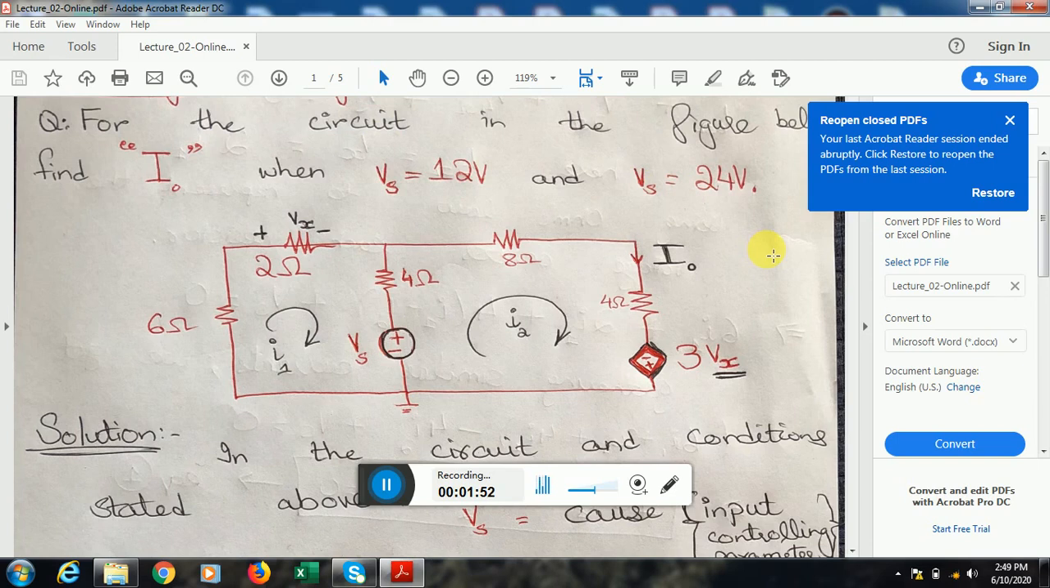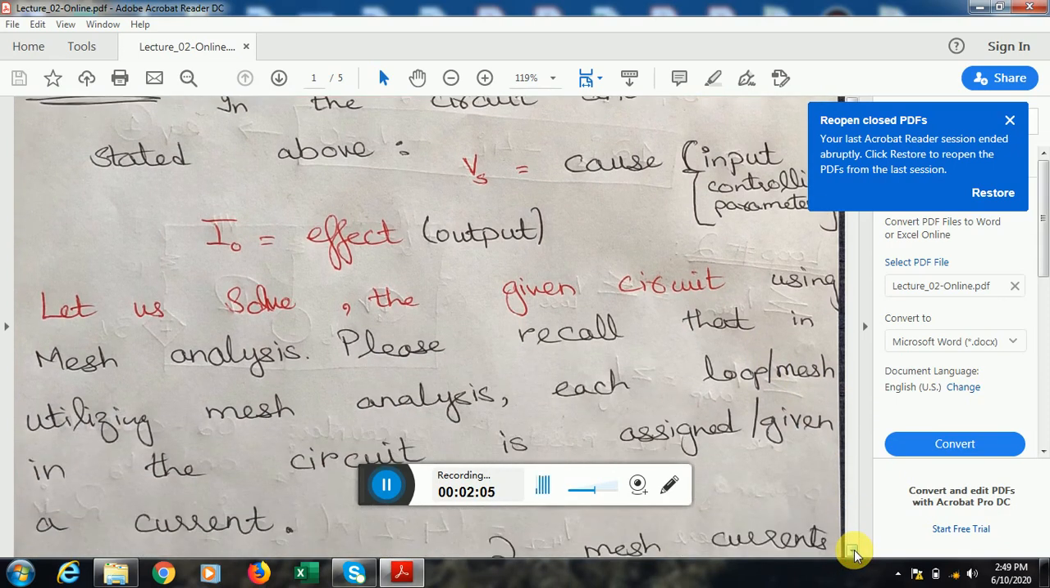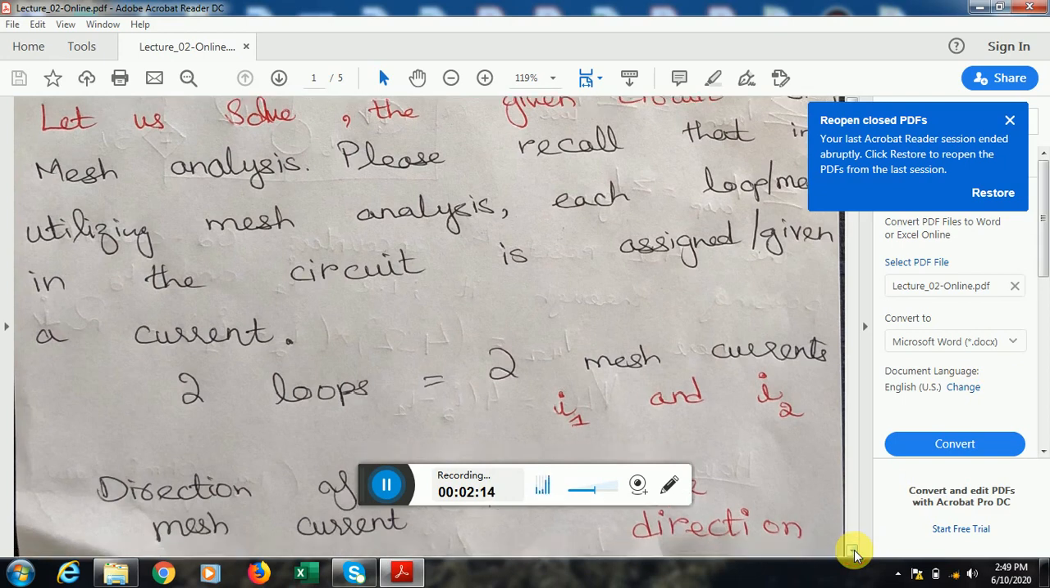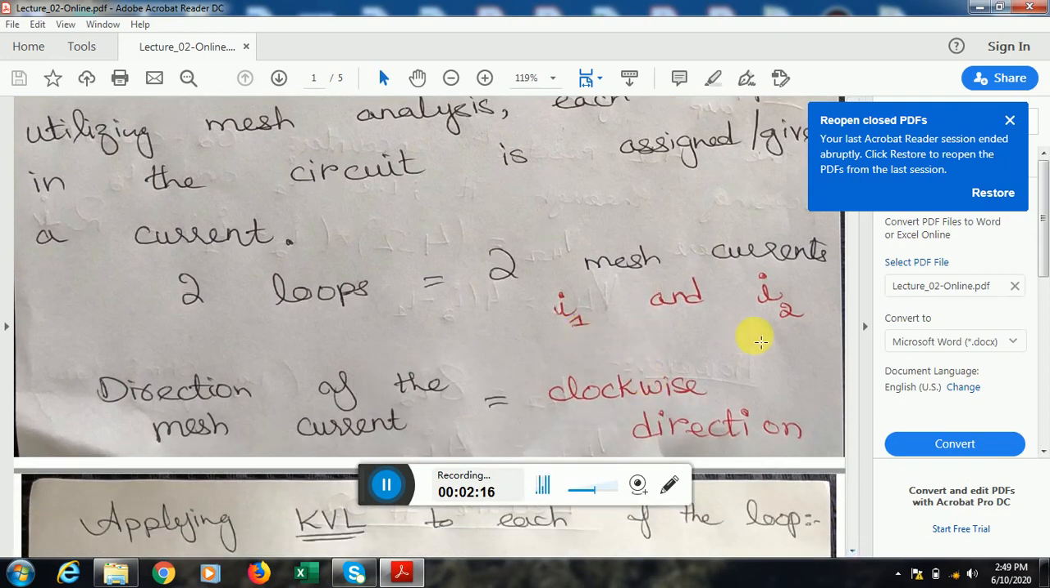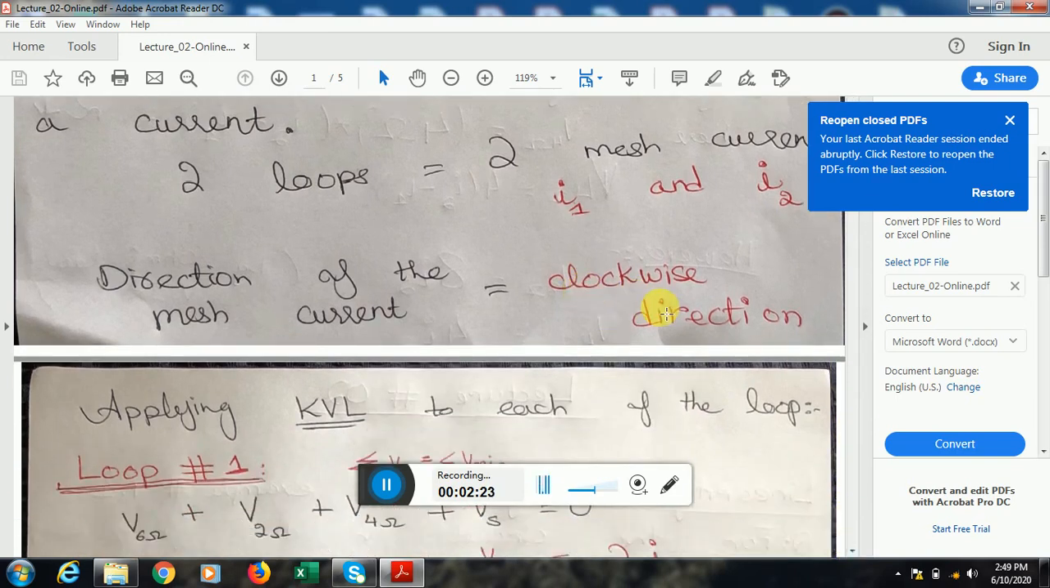This is a simple 2-loop circuit, and what I would prefer here is to use mesh analysis. I just told you that Vs is the input and I0 is the output. Let us solve this circuit using mesh analysis. I have 2 loops, and by mesh analysis I can assign currents to each loop. Loop 1 is assigned current I1, and loop 2 is assigned current I2. Please recall that the current direction is conventionally taken as clockwise.